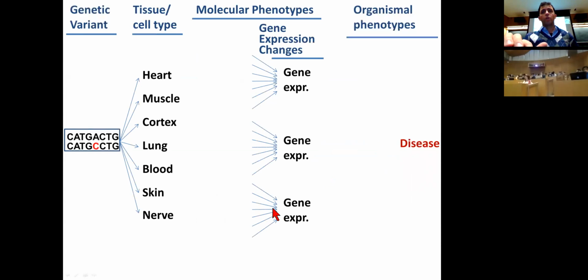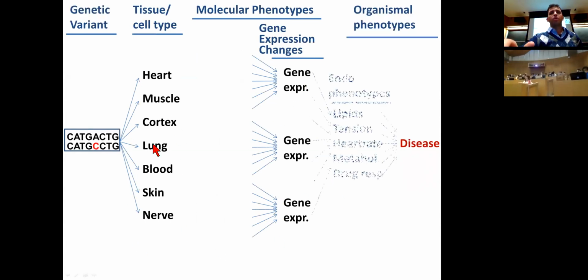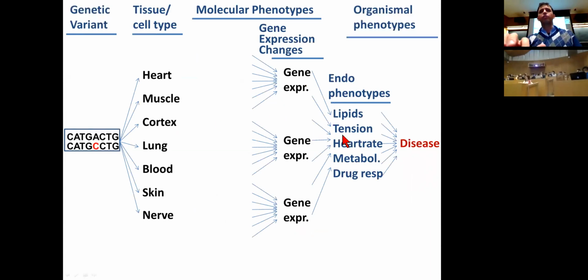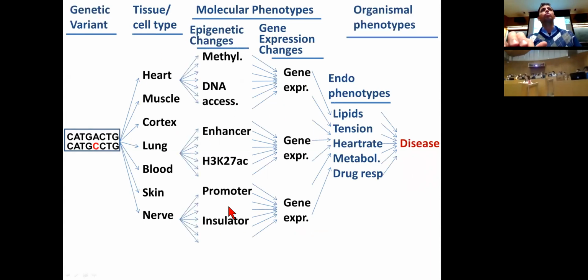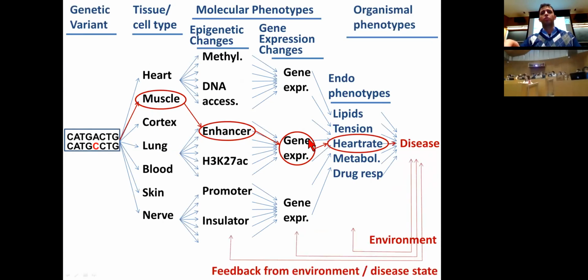In this lecture, we're going to focus on gene expression in specific tissues, but this is on the path of endophenotypes and through regulatory variation. Okay? So that we can ultimately say, here's how this genetic variant influences heart rate, for example, by acting in a muscle-specific enhancer element, changing expression of some gene, and so on.